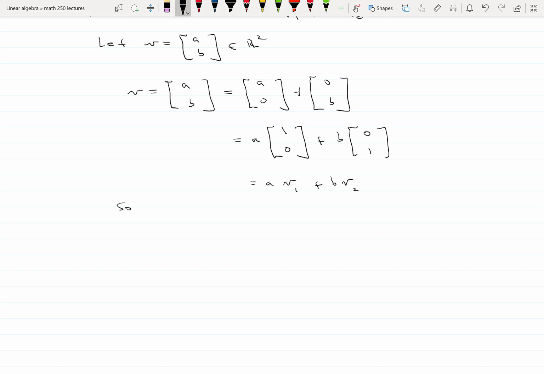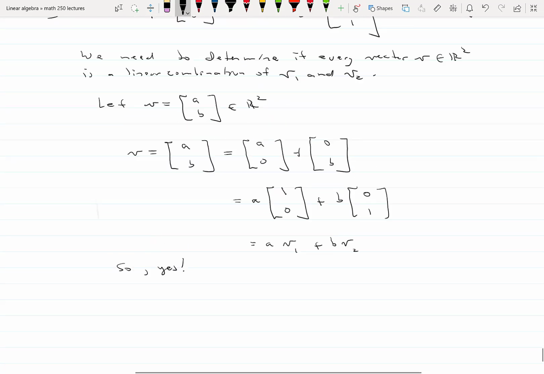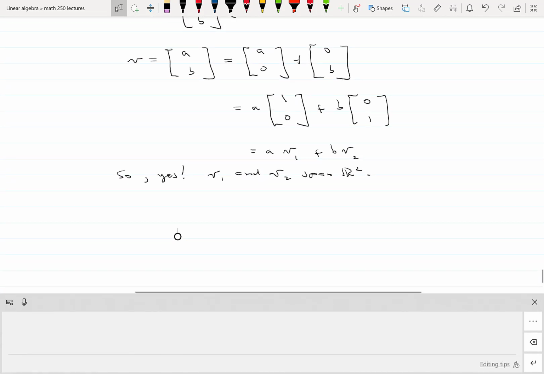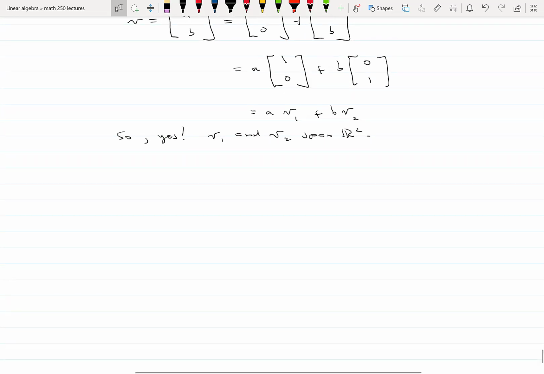Okay, so yes. Yes to what? V1 and V2 span R2. Every point in R2 is a linear combination of (1, 0) and (0, 1). That's what it means to span R2. Okay, let's take a look at another example.